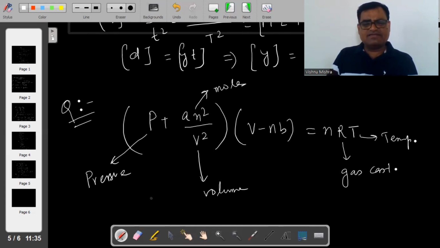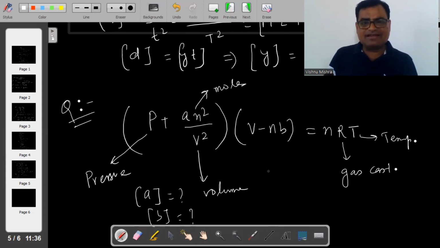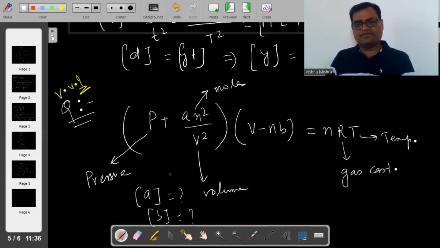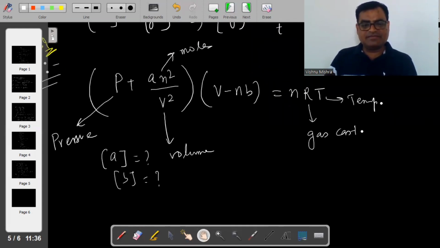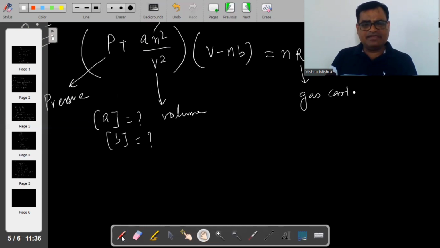The question is, find out the dimension of A and B is how much. A and B are constant. You have to find out their dimension. एक frequently asked question in the entrance exam. हुआ कि नहीं? इसको सुनो कैसे करोगे. Look, plus minus dimension same ना. So p डायमेंशन जो है a n स्क्वायर बाई v स्क्वायर डायमेंशन सेम ही है. लिखो. तो डायमेंशन ऑफ p इज सेम एज डायमेंशन ऑफ a n स्क्वायर बाई v स्क्वायर.